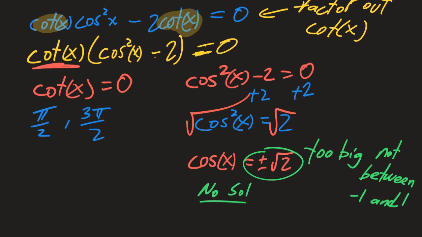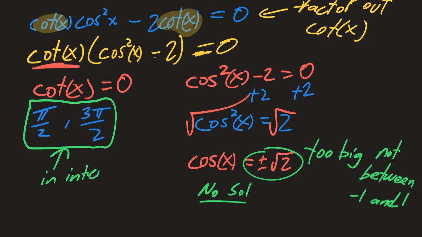So this is not going to be giving me any solutions. The other side gave me two different solutions, pi over 2 and 3 pi over 2, and they are on my interval, so these are going to be my answers. These are in the interval 0 to 2 pi. Remember, in the interval means we don't add that plus pi or that plus 2 pi in notation.